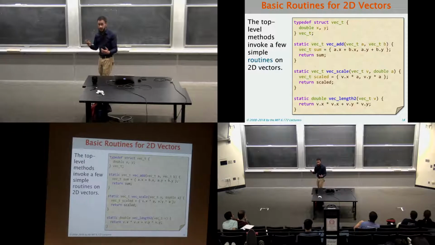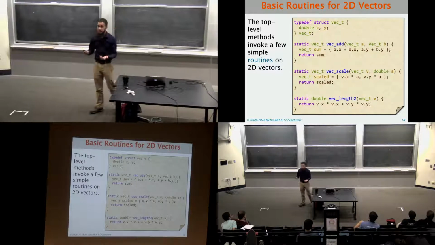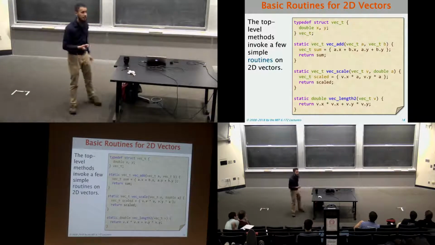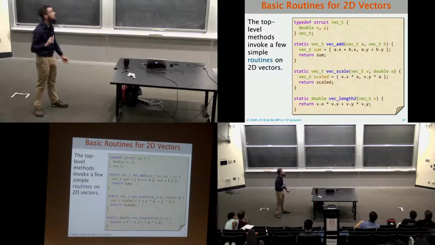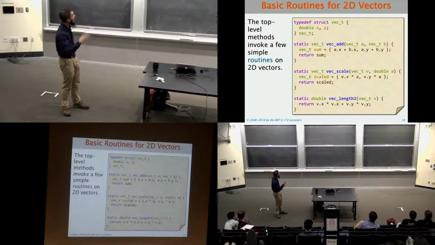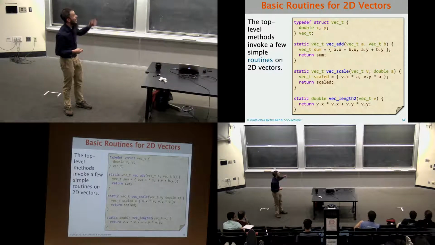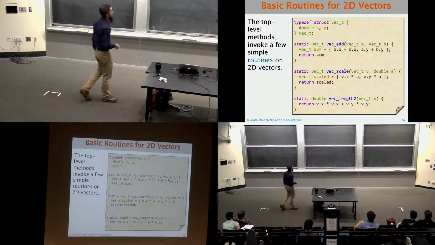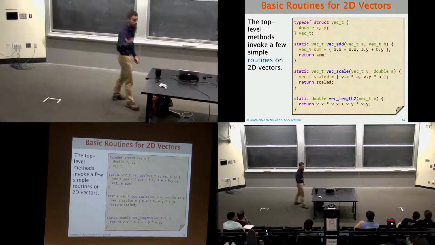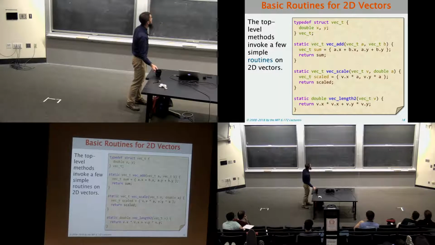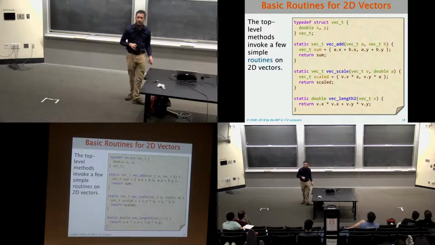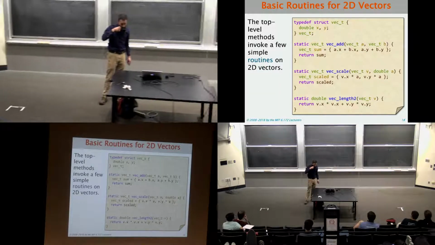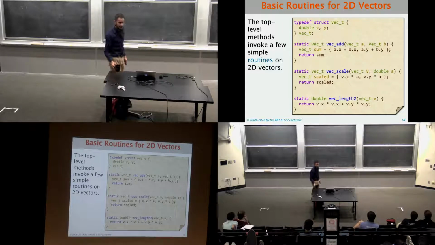So all of these methods within this code make use of these basic routines on 2D vectors. Points in XY, or points in 2D space. And these routines are pretty simple. There's one to add 2 vectors. There's another to scale a vector by a scalar value. And there's a third to compute the length, which we won't actually look at too much. Everyone good so far?